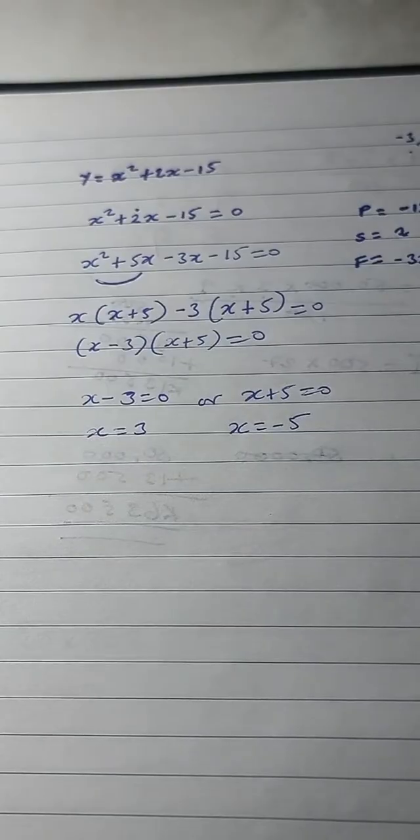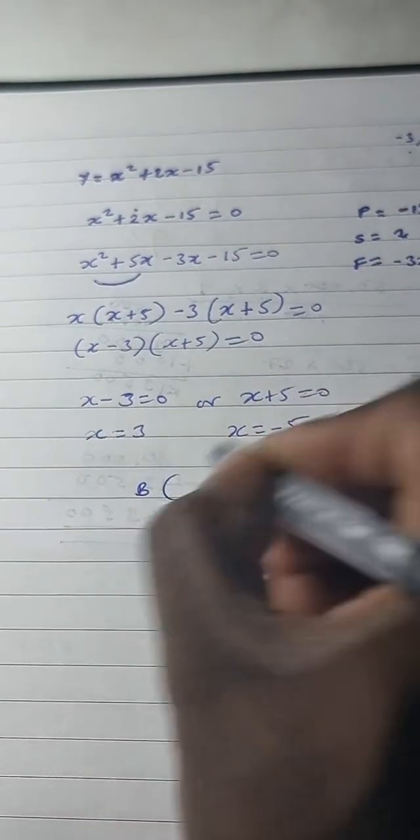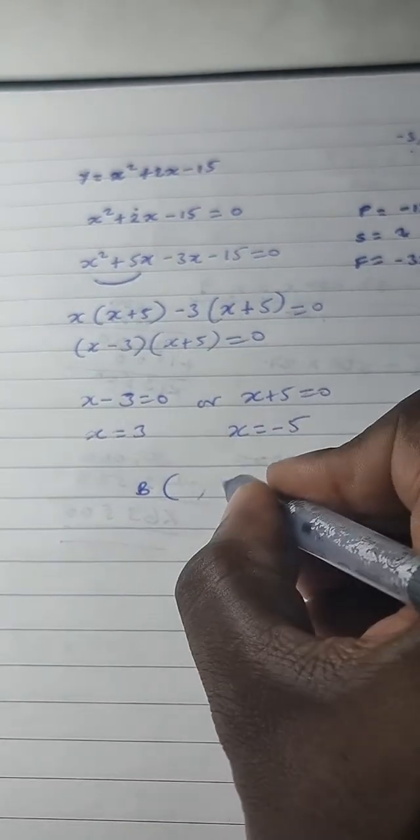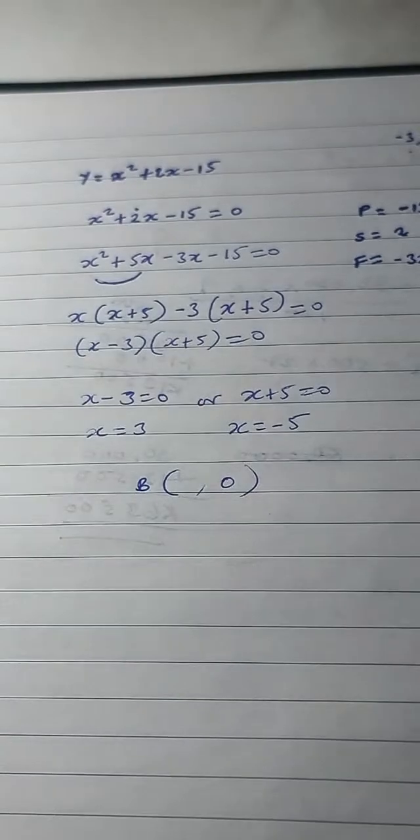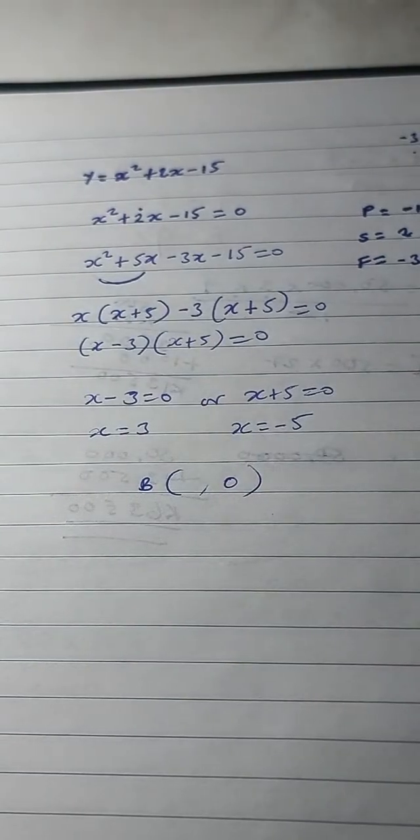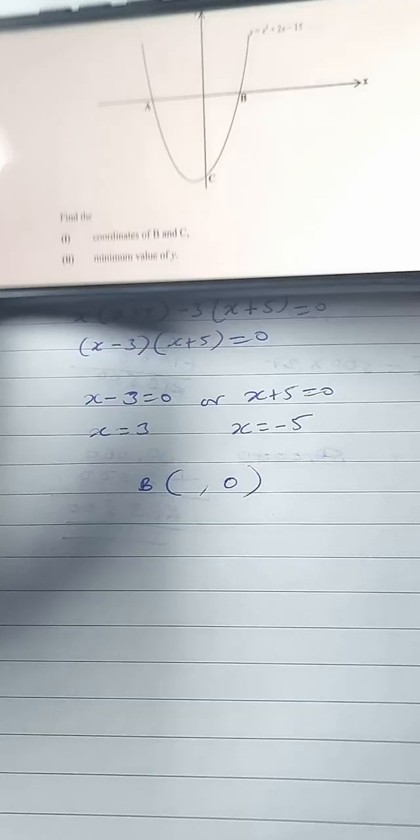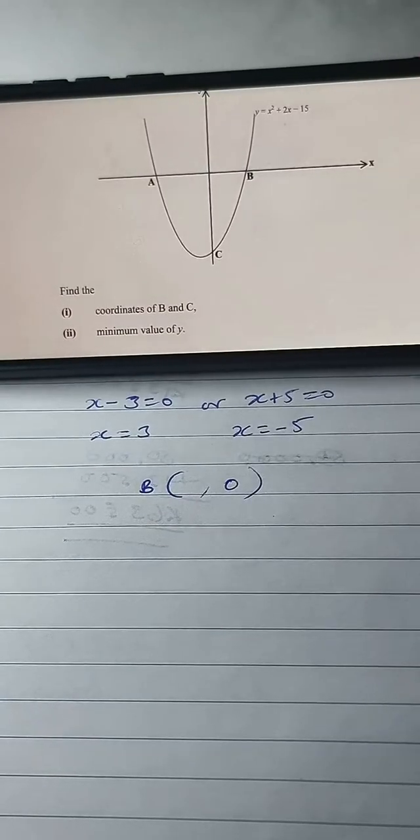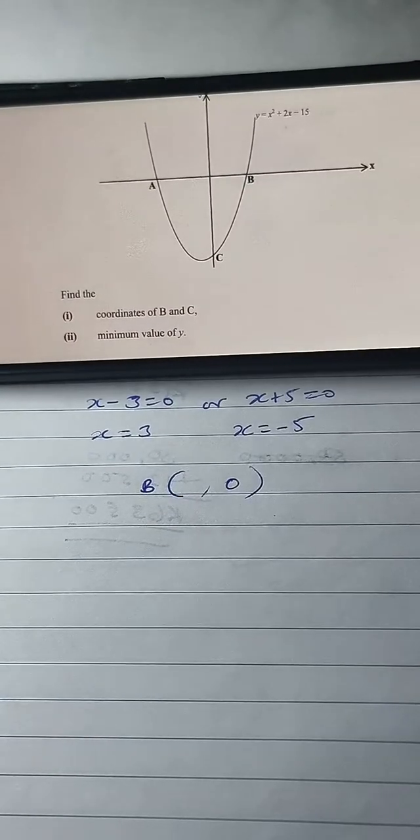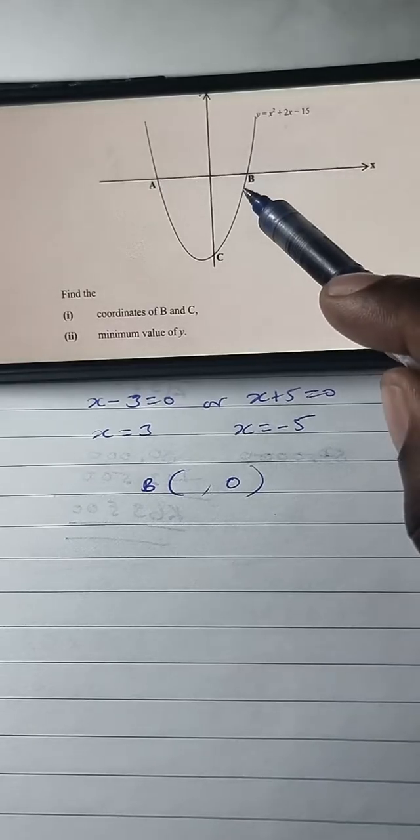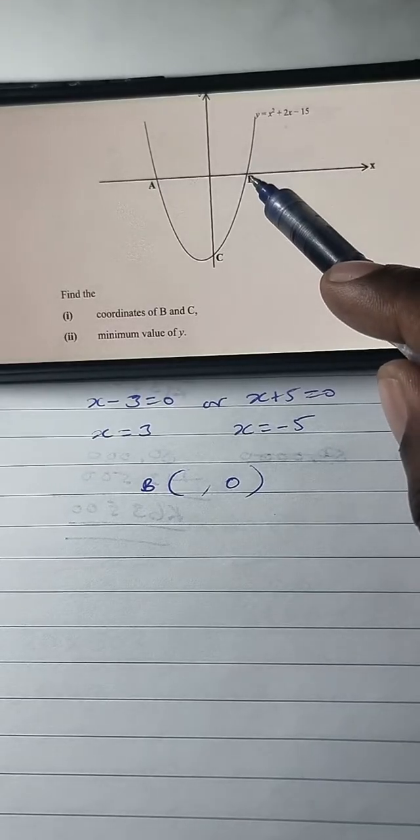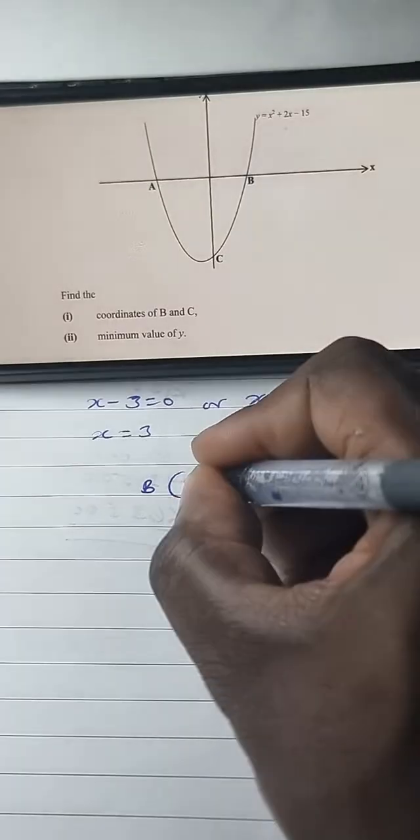So which one is our answer? Which one will be our coordinate for B? 3 or negative 5? Astrid is saying negative 5. It's 3, because B is positive. B is positive, so we get positive 3.